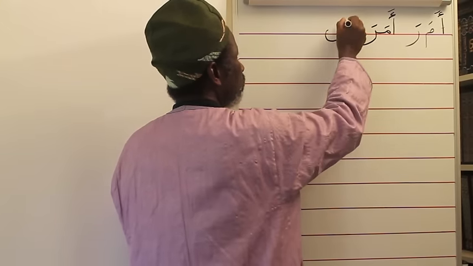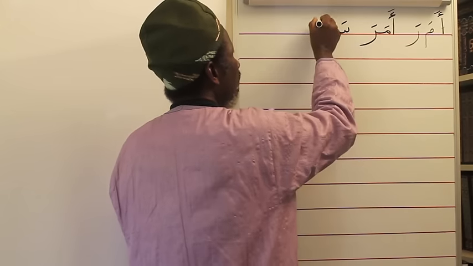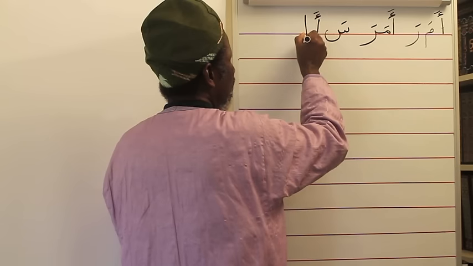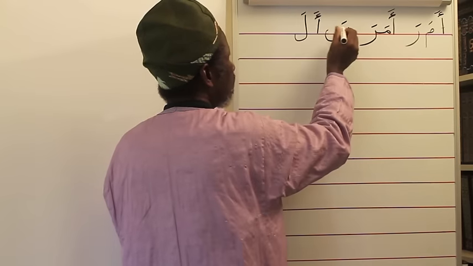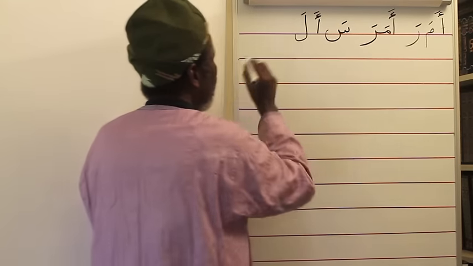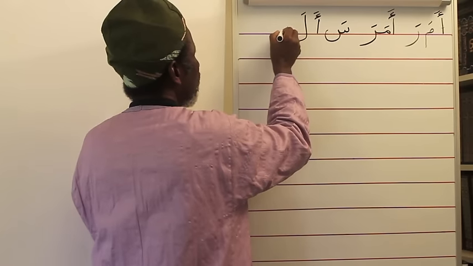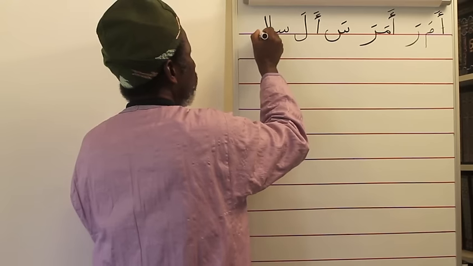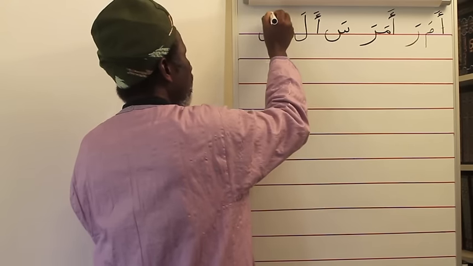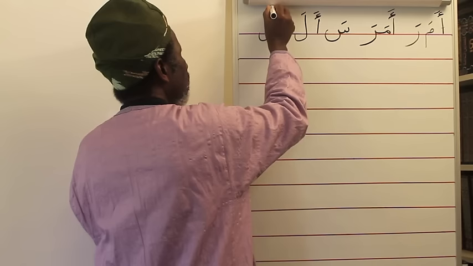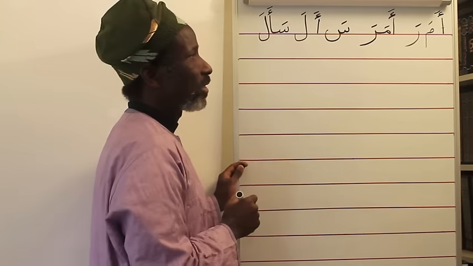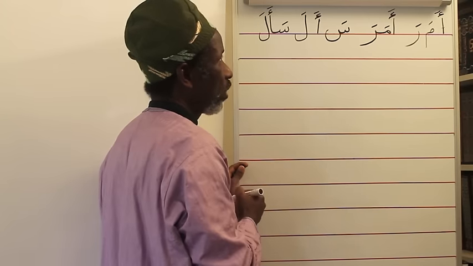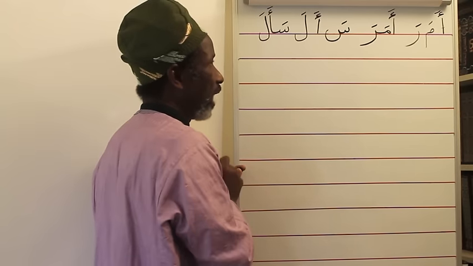On its own: sin, fatha, alif with hamza, fatha, lam. Sa'ala. Join form: sin, alif, lam. Go back and put the hamza on top of that, fatha, la: sa'ala. Alif also cannot be joined. You can see it's not extended to the left.